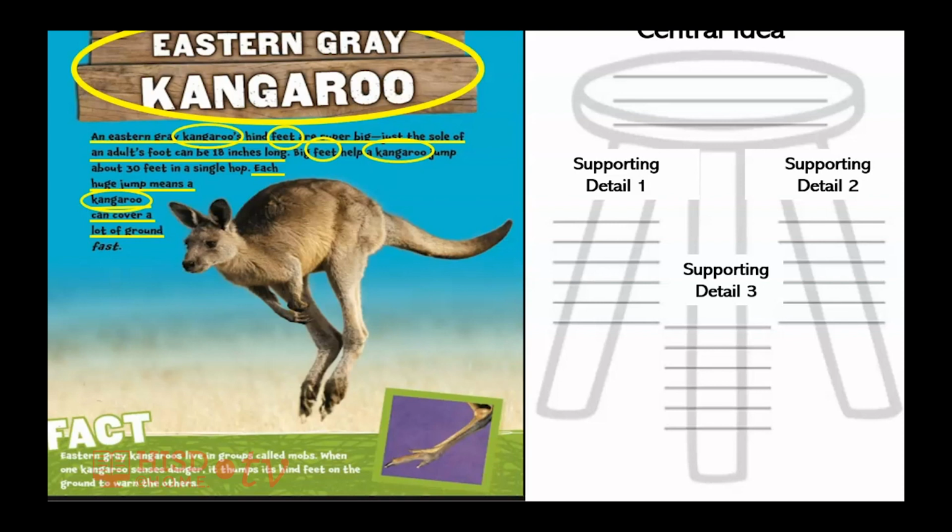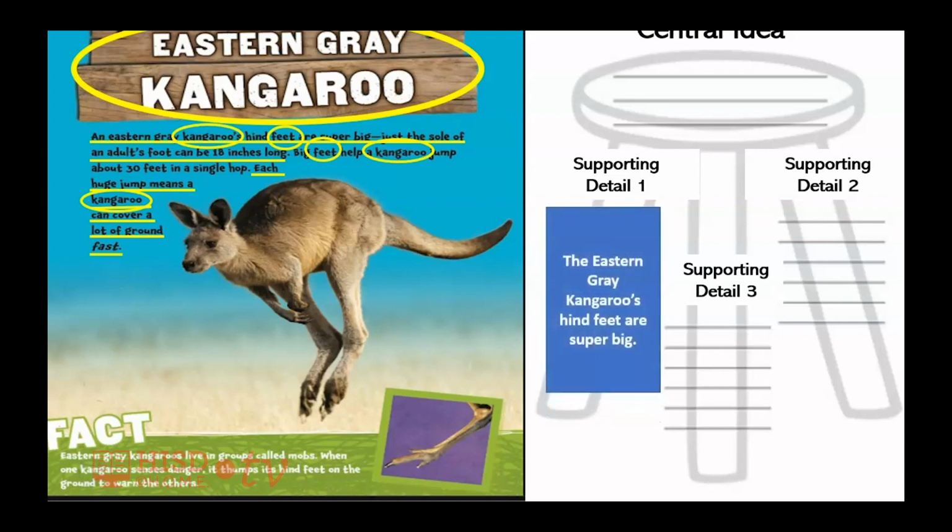And step 4 says decide what the author thinks is most important, details, and compose your central idea statement. We're going to use this graphic organizer shaped as a table. Each leg represents a supporting detail, and then the top of the table will be our central idea statement. So from the text, we took supporting detail 1. The eastern gray kangaroo's hind feet are super big.